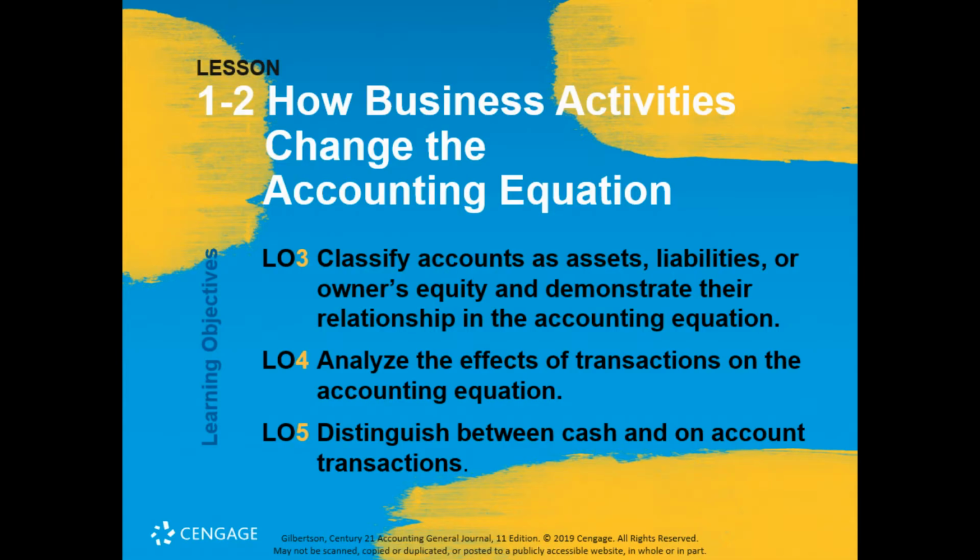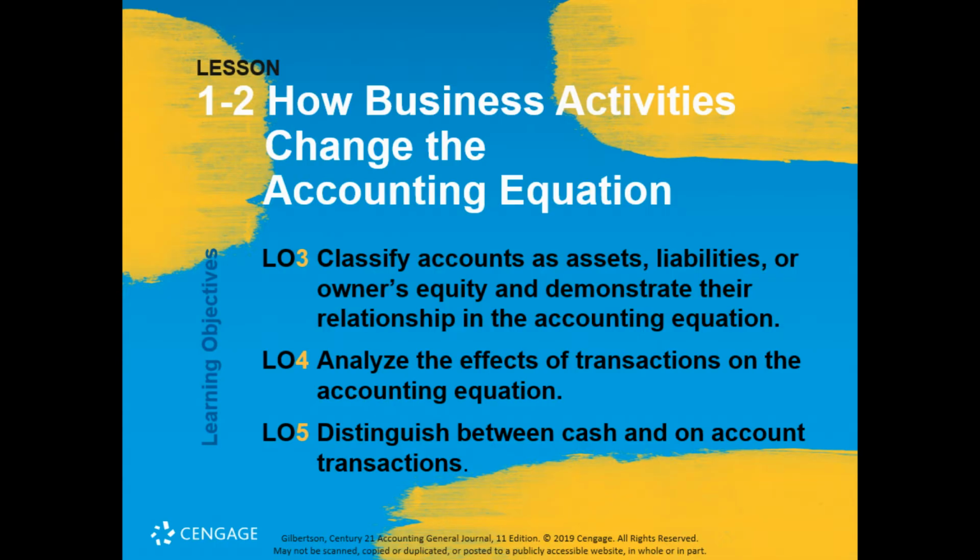Now, in 1-1, we talk about assets minus liabilities equals personal net worth or net worth. And now we're just kind of flipping that equation slightly on its side and replacing net worth with a business version of ownership called equity. More on that in a moment.